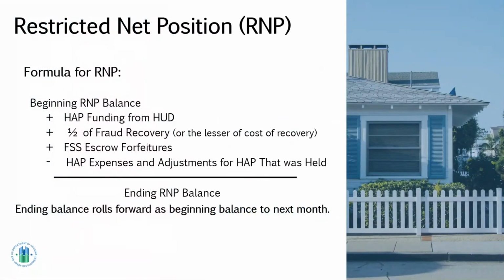How do we calculate restricted net position? We take that beginning balance. We're going to add any HAP disbursements funding from HUD. We're going to add half the cost of fraud recovery or the lesser of cost of recovery. We're going to add back any FSS escrow forfeitures. Back out any HAP expenses and any adjustments for HAP that were held. And that's your ending restricted net position balance. The ending balance is going to roll forward as the beginning balance next month.